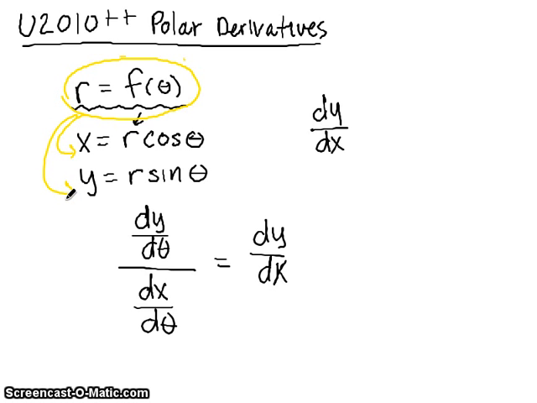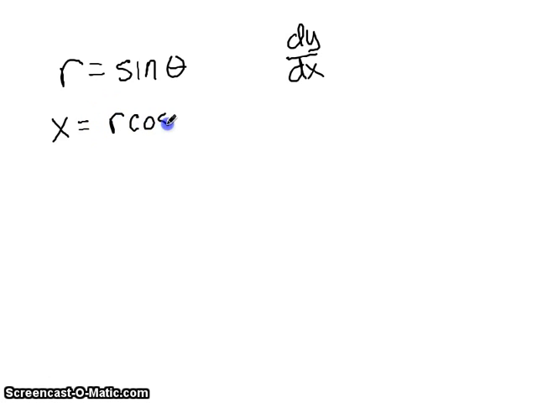So let's take a look at an example. We'll just do an easy one. We'll say r is equal to sine of theta. So we need to find the derivative of this function. So again, we're thinking we need dy dx. We don't have any y's, we don't have any x's, so we need to fix that problem. So we need to rewrite r equals sine of theta in terms of x and y. So you'll recall x is equal to r cosine theta, and y is equal to r sine of theta.